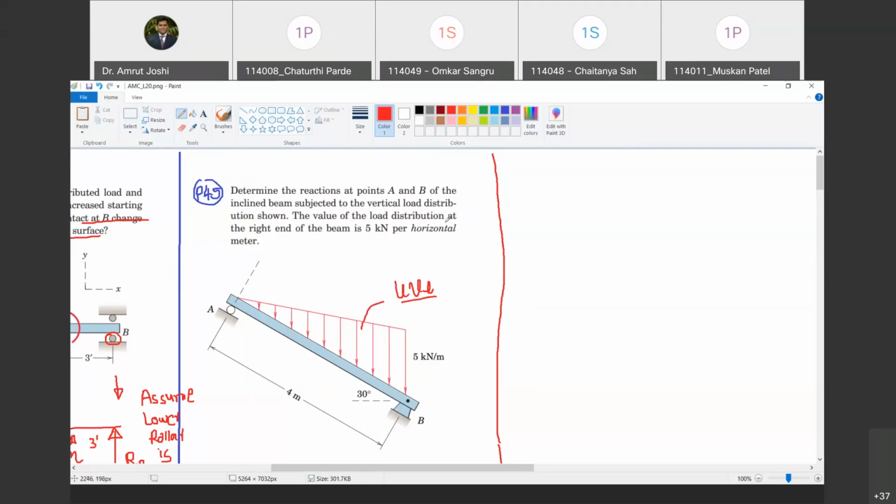The value of load distribution at the right end of the beam is 5 kilonewton per horizontal meter. So per inclined meter is not given, it is per horizontal meter. Are you with me?